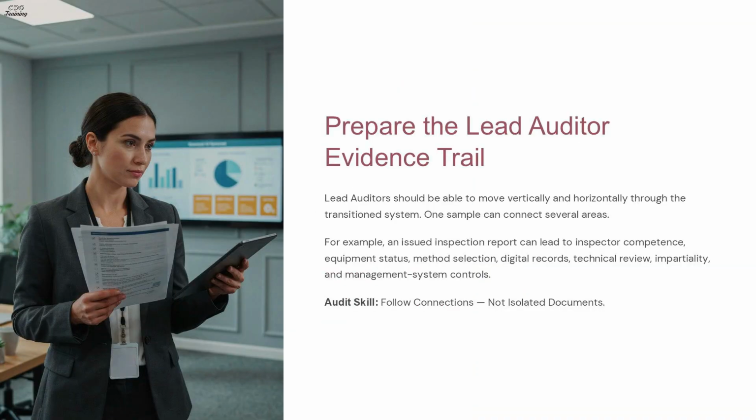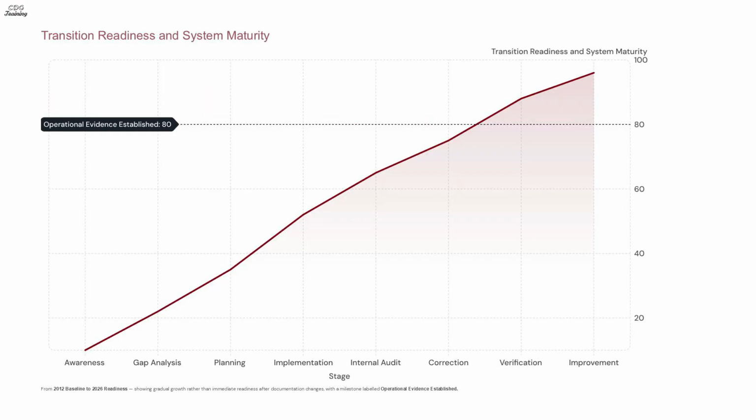Lead auditors should be able to move vertically and horizontally through the transition system. One sample can connect several areas. For example, an issued inspection report can lead to inspector competence, equipment status, method selection, digital records, technical review, impartiality, and management system controls. From 2012 baseline to 2026 readiness, showing a gradual rise with other immediate indicators when documentation changes, with a milestone labeled as operational evidence established.